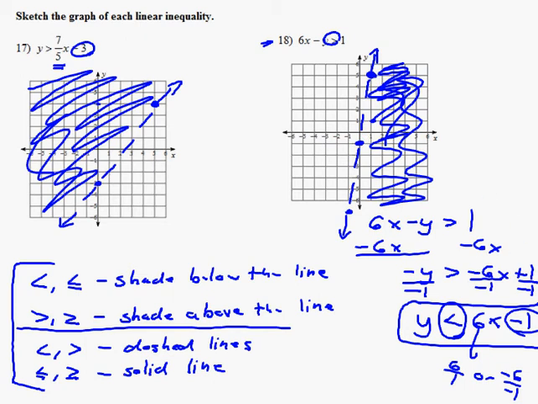So make sure you put things in slope-intercept form, remembering to switch the direction of the sign if you multiply by or divide by a negative. Use a dashed line if you don't have the or equal to, a solid line if there is an or equal to. For greater than, you shade above. For less than, you shade below.